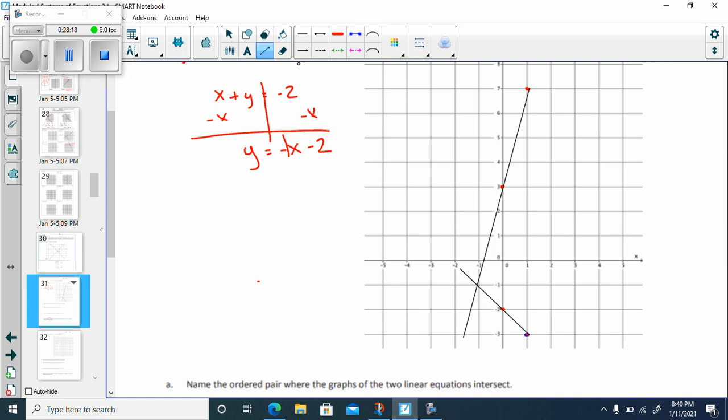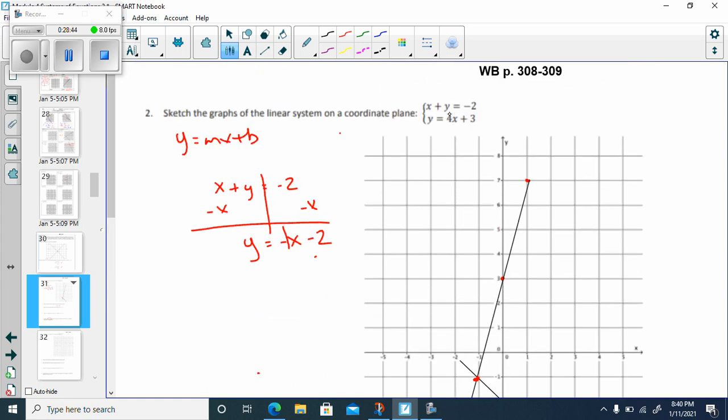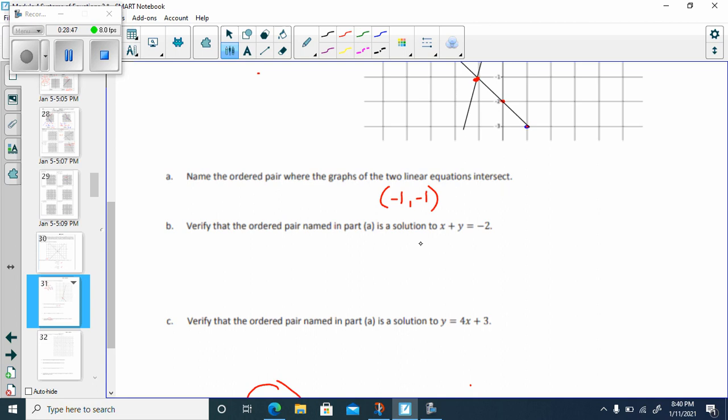And when I do, the place that the two lines intersect is right here at -1, -1. The ordered pair where the graphs of the two lines intersect is -1, -1. That's the solution for those two. Verify that the ordered pair named is a solution to x plus y is equal to -2. See, that's their first equation up there, right? Let's plug it in. Here's my x, here's my y. Is -1 plus -1 equal to -2? Yes, it does. So it is a solution.